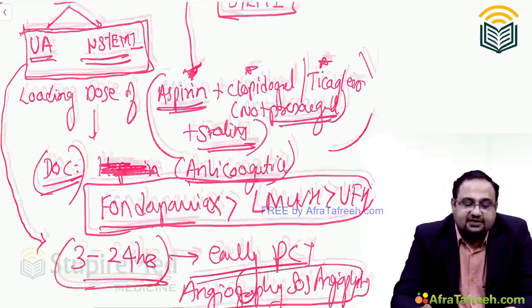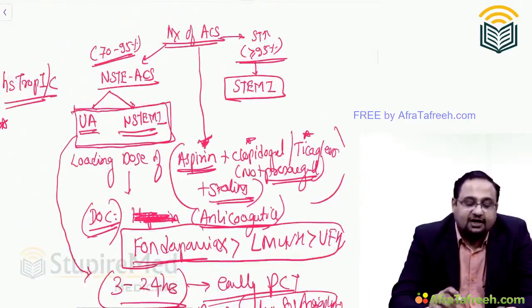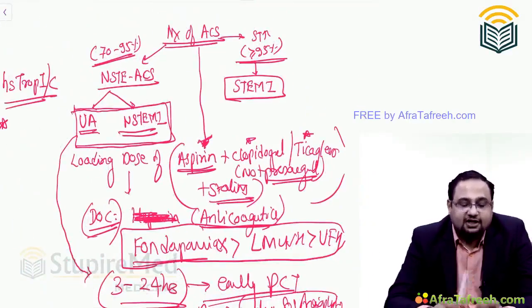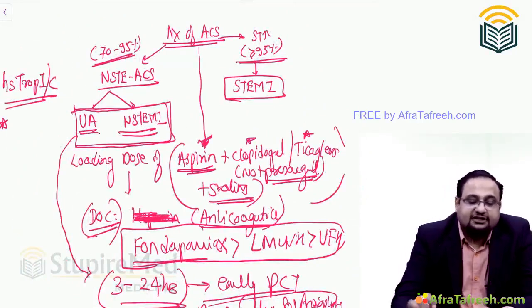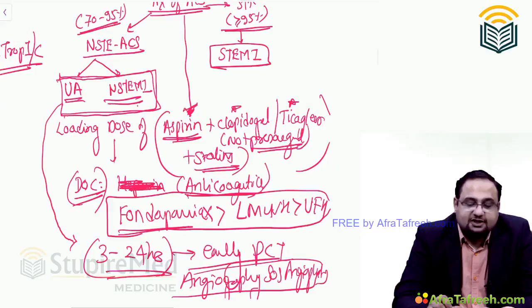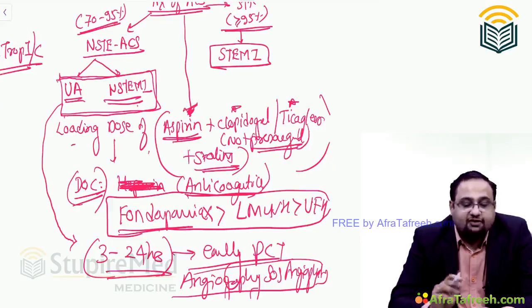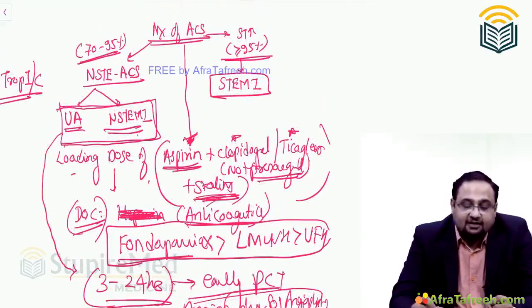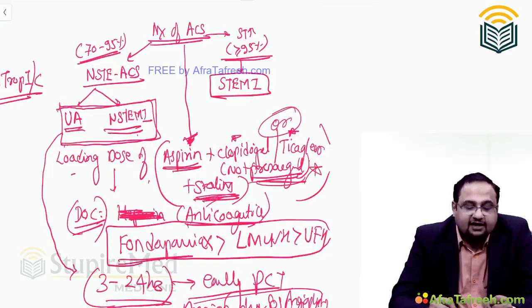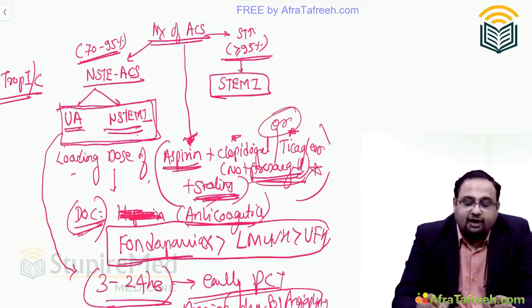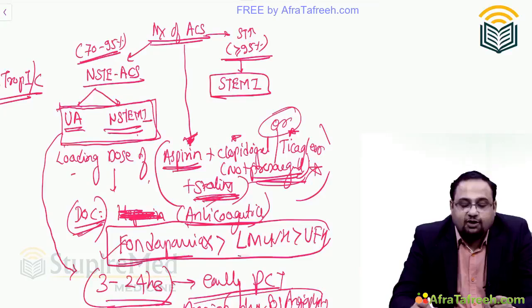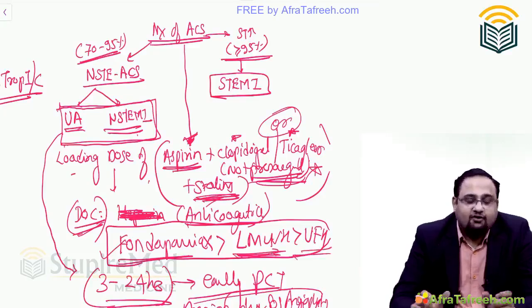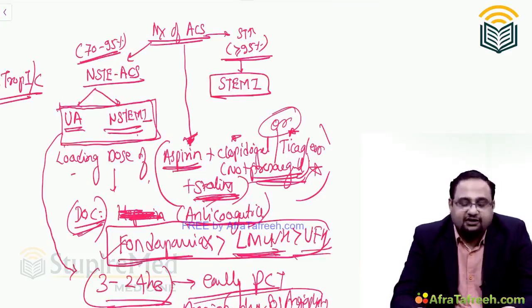I repeat once again, friends, for the management of non-ST segment elevation myocardial infarction, acute coronary syndrome, that is unstable non-ST segment elevation. The loading dose of aspirin plus clopidogrel or ticagrelor has to be given for any acute coronary syndrome because it is an emergency drug, along with the statins. Remember, clopidogrel or ticagrelor has to be given. Never give prasugrel. This is very important to take note. Followed by that, the drug of choice is parenterally fondaparinux or low molecular weight heparin or unfractionated heparin. Whichever among these is best, you have to prefer that one.